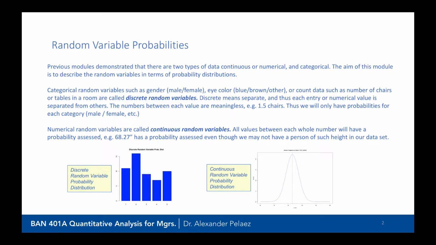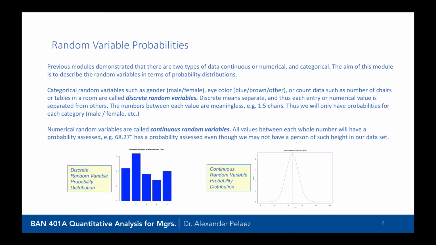Numerical random variables are called continuous random variables. All values between each whole number will have a probability assessed. So in our data set, we may collect a various number of heights of students, and we could actually calculate the probability of having someone with a 68.27 inch height, even though we may not have had such a person of such height in our data set.